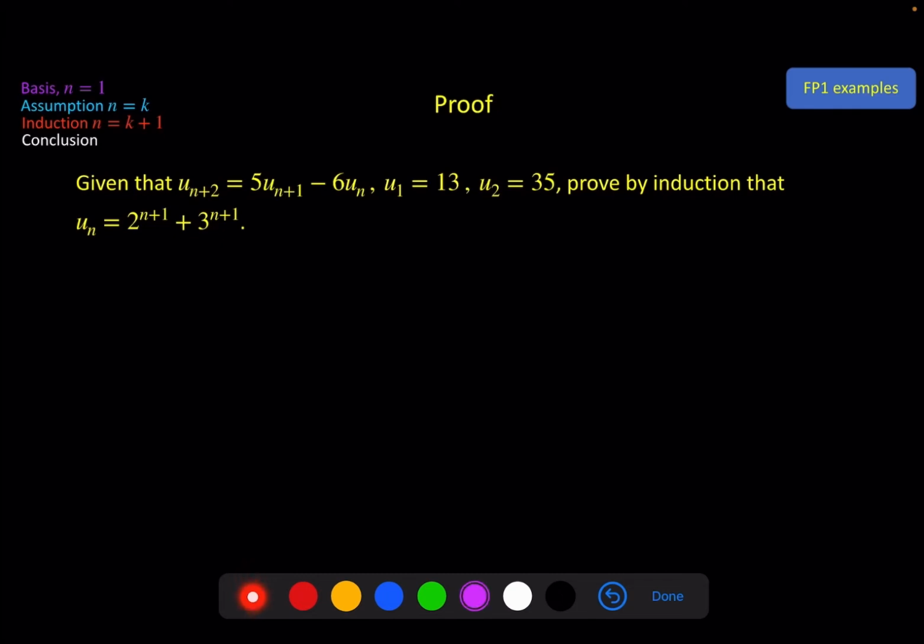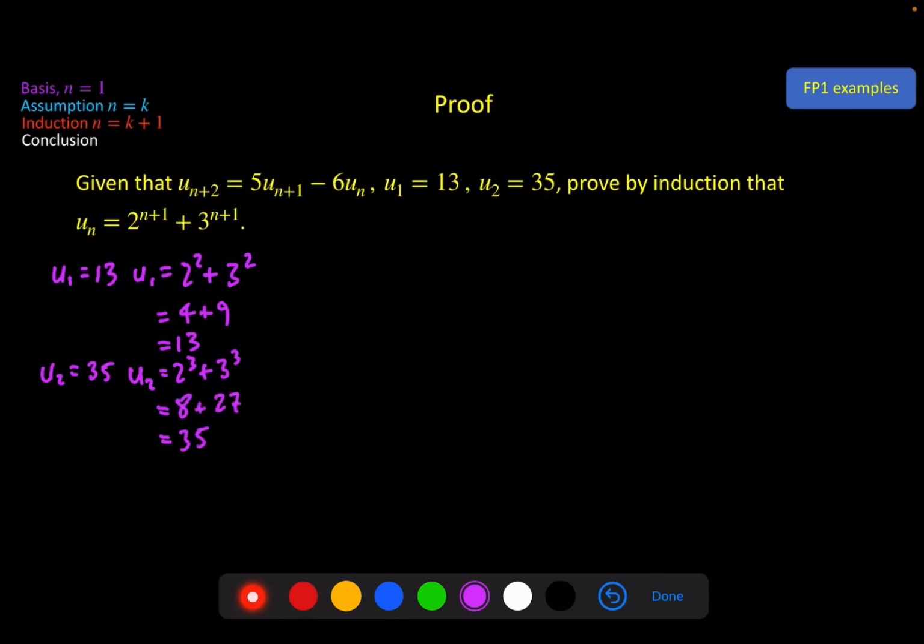So all of that happens in the basis step. u1 we've been given is 13, and in the nth term that would be 2 to the 1 plus 1 is 2 squared, 3 to the 1 plus 1 is 3 squared, which is also 13. For u2, which we've been given is 35, the nth term would be 2 cubed plus 3 cubed, 8 plus 27, which is indeed 35.